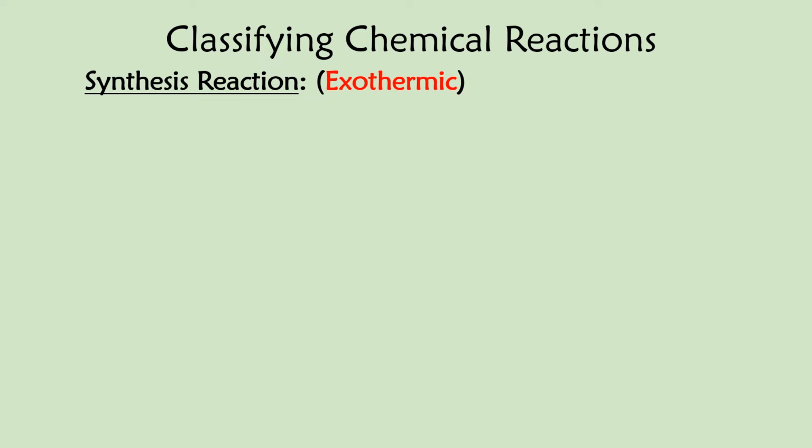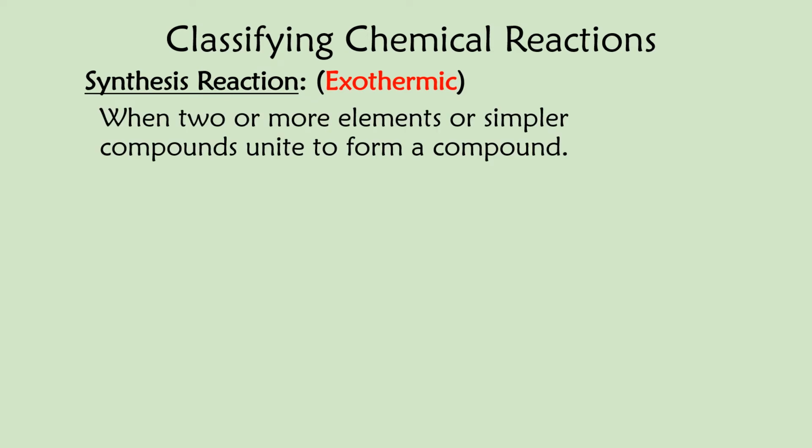And as the name indicates, synthesis basically means just making something. So a synthesis reaction occurs when we are combining two or more things. For example, let's say we have an element or compound A and a compound B. Both of them come together and they make a new compound AB. That's basically what a synthesis reaction is.